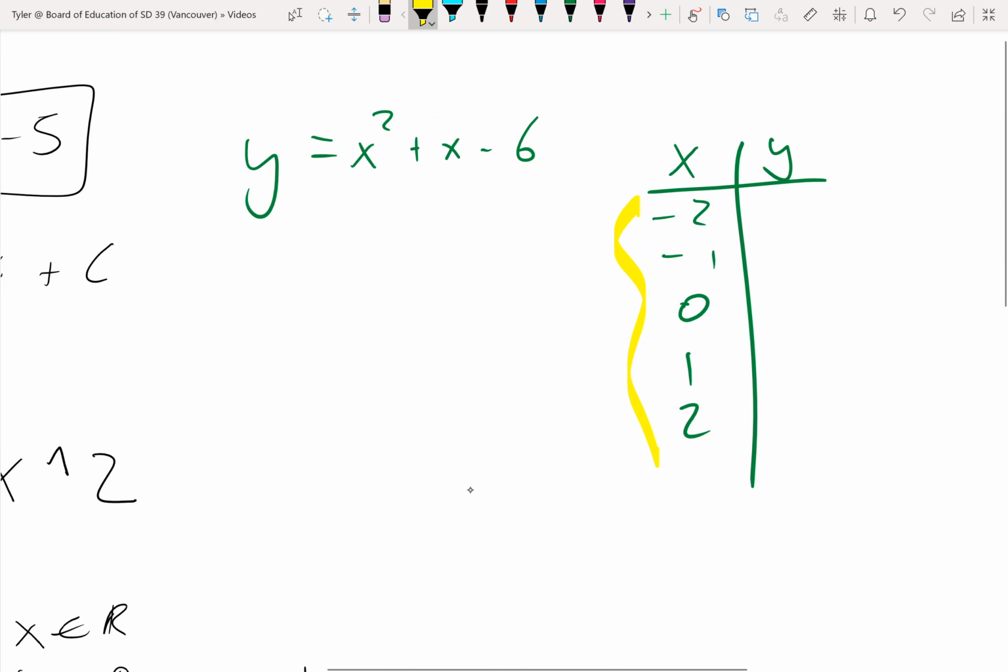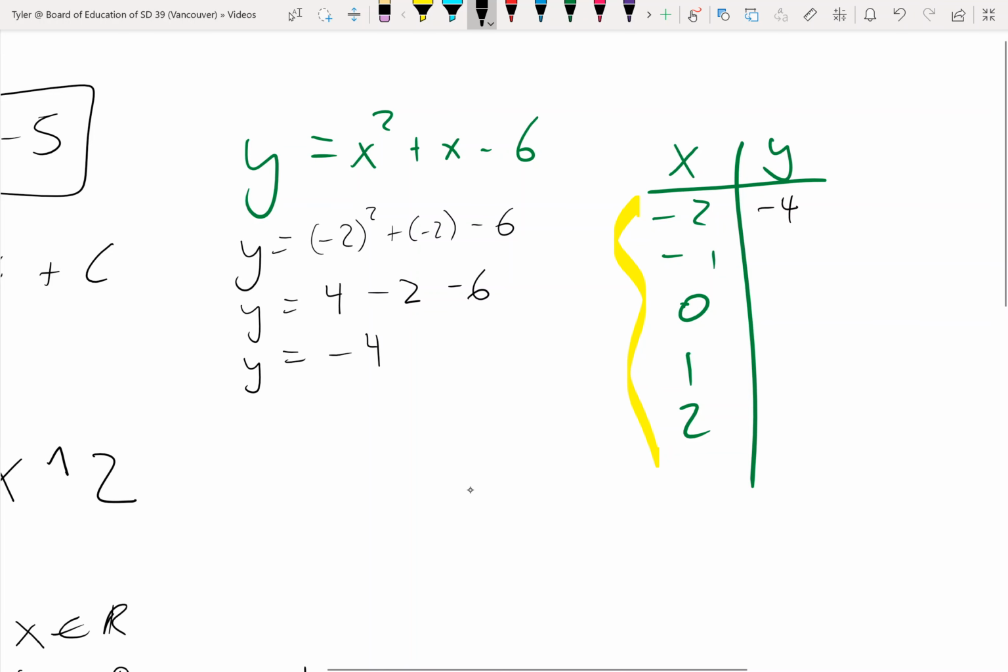Okay? You're going to sub it in one at a time, painfully slowly, to see what happens as your pattern goes through. Okay? So I'm going to show you 1, okay? -2 squared plus -2 minus 6. -2 squared is 4, minus 2 minus 6. Okay, so it's going to be -4. So I'm going to put -4 in for my answer.